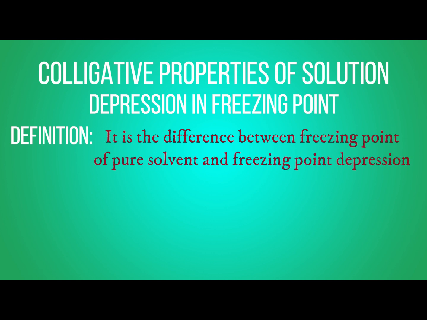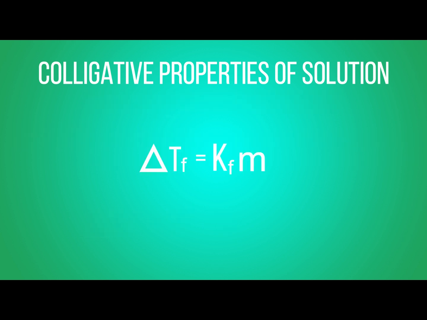A solution's freezing point depression is the difference in the temperature between its freezing point and the freezing point of the pure solvent. This is the formula for the freezing point depression. Kf is the freezing point depression constant and m is the molality, the moles per kilogram.